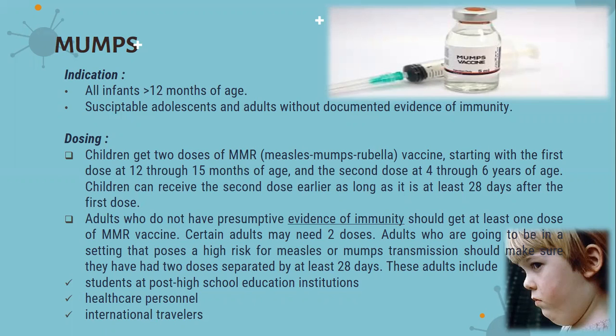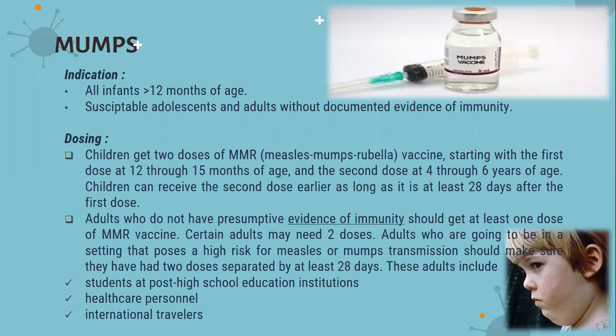Adults who are going to be in a setting that poses a high risk for measles or mumps transmission should make sure that they have 2 doses separated by at least 28 days. These adults include students at post-high school education institutions, healthcare personnel, and international travelers. So ito sila.